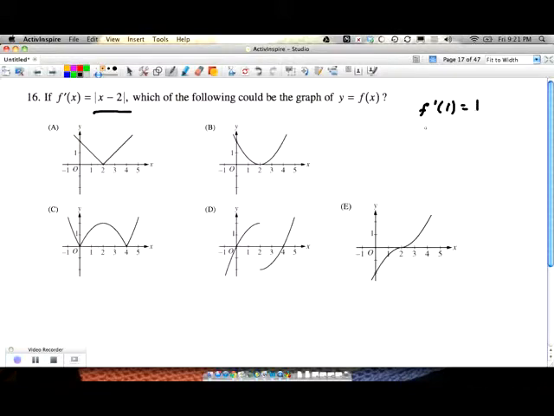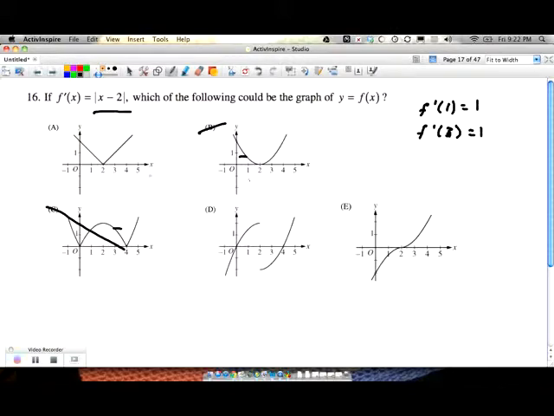And if I'm looking at f prime of 3, that also equals 1. So at 3, I should see a positive slope of 1, and at 1, I should see a positive slope of 1. Where does that happen? Well, C is definitely out, because it's negative over here. And for a similar reason, B is definitely out, because it's also negative here at 1.